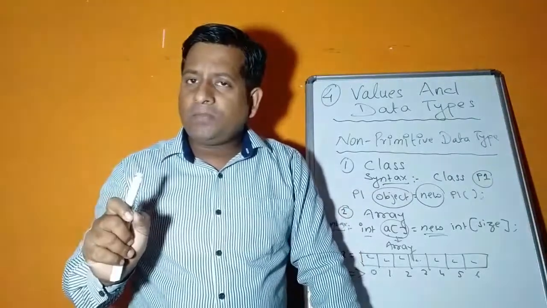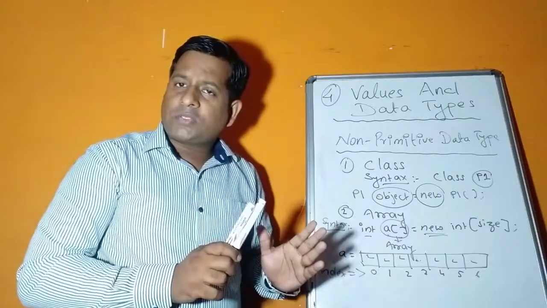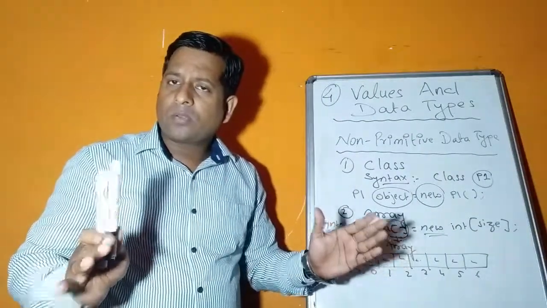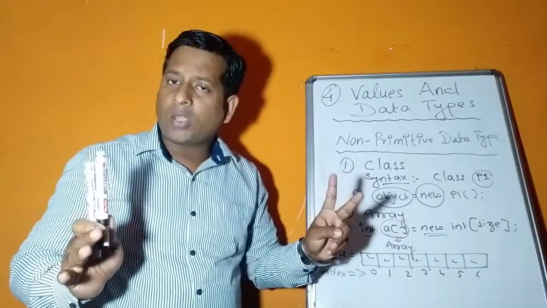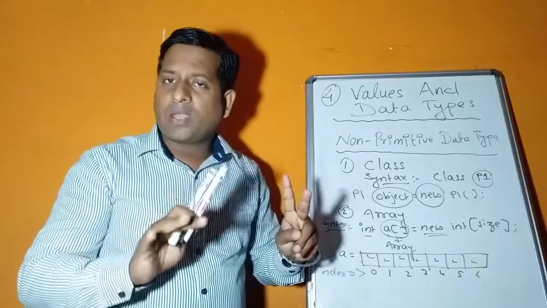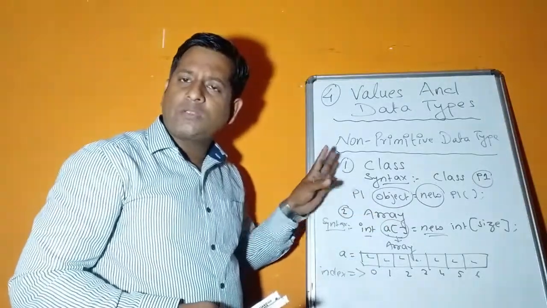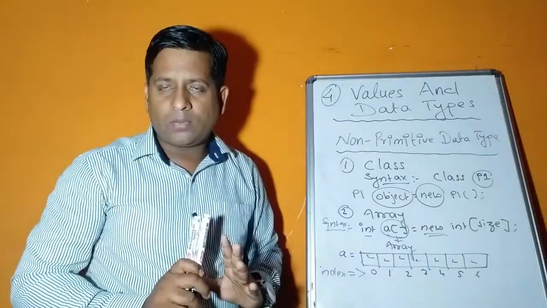So, did you understand, children? Data types, how many types? Two types. What are they? Primitive and non-primitive. Primitive how many types? Eight types. Non-primitive two types. More are there, but in our syllabus only two are given. Okay, children?